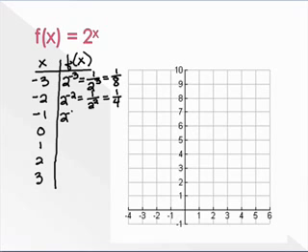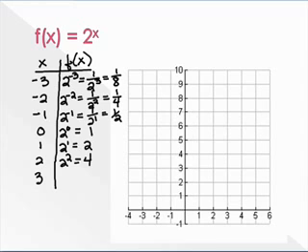2 to the -1 is 1 over 2 to the first. 2 to the first is just 2, so we get 1/2. Okay, 2 to the 0, well, anything to the 0 power is 1. 2 to the first is 2. 2 to the second is 4. And 2 to the third is 8.